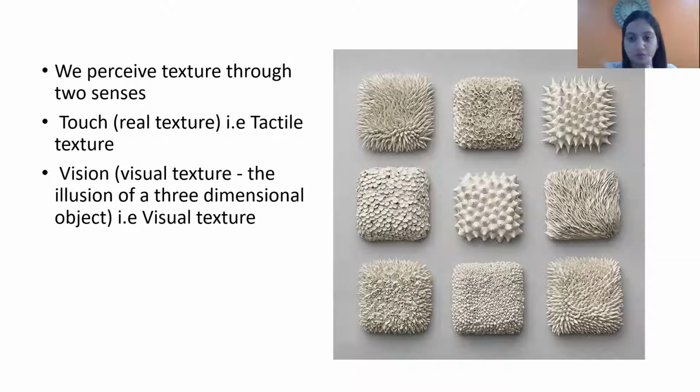One is the visual, which you can sense by seeing. Another is the tactile texture, which you can touch, which is the real one. By touching it, you can feel it, like it's prickly, spiky, loopy, bumpy, right? Soft, like that. Vision, by seeing, you can see it looks like spikes.